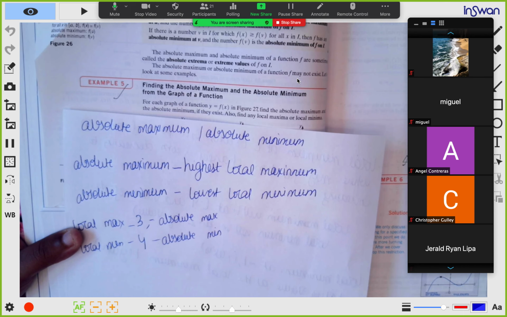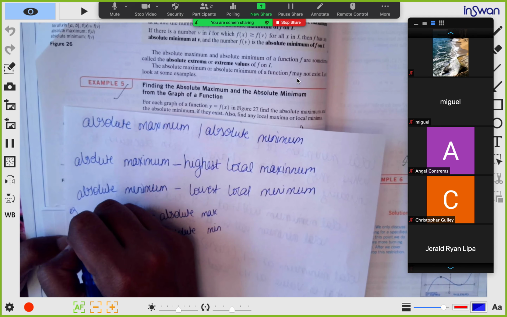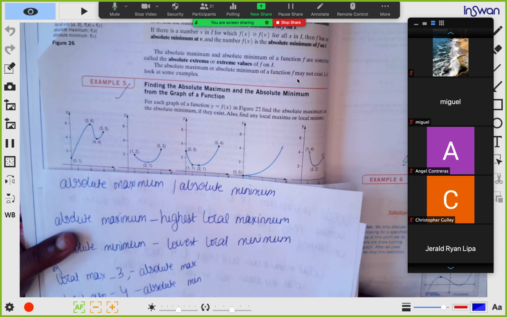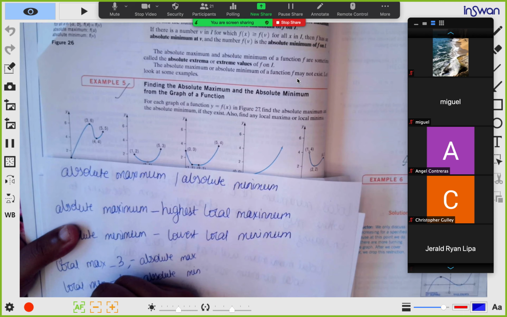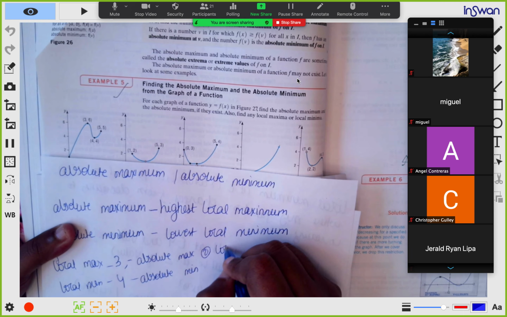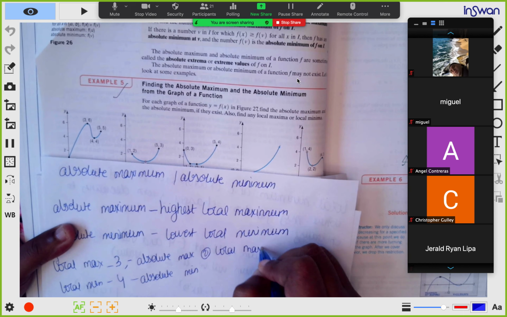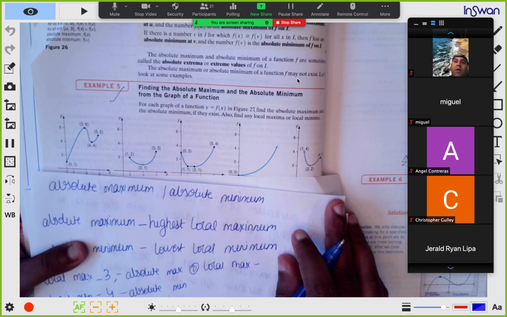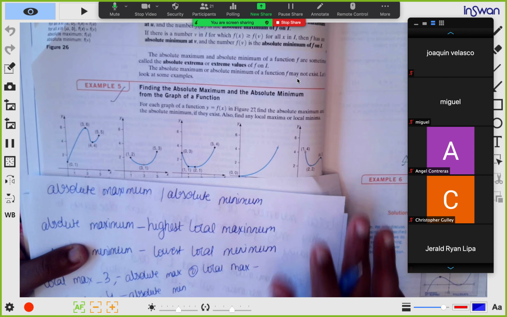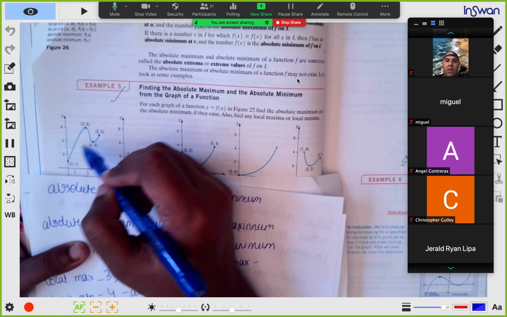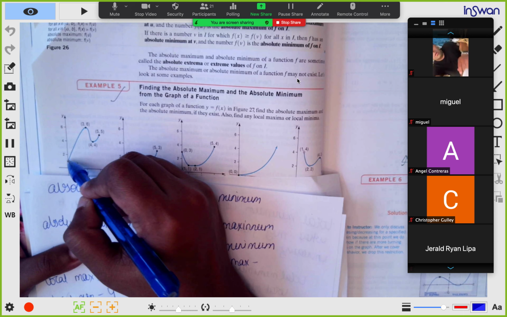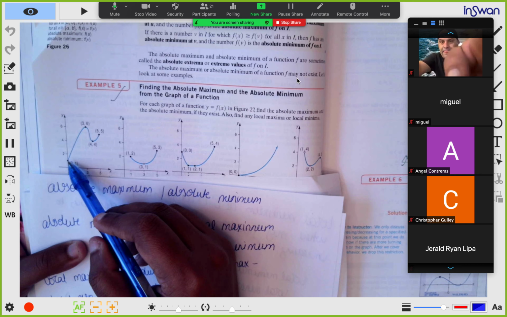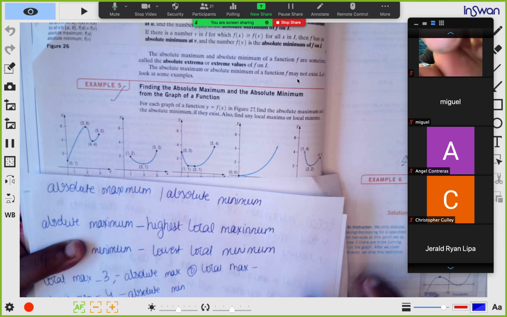Can you help me with the next example also? Okay, let's see. What's my local max? Actually, you know what? They're considering these points also as local maximum or minimum. Oh, okay. So in this case, what's your local minimum? They're considering this also.